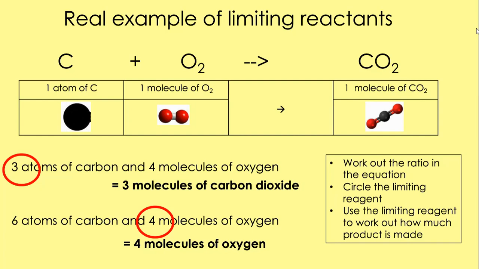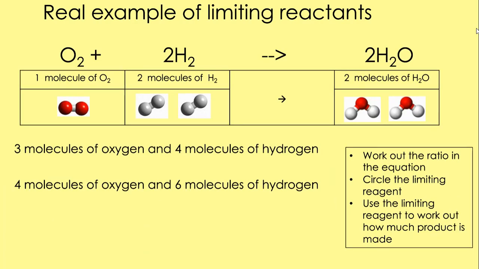We're going to look at a slightly more complicated one here. This is more analogous with our cheese sandwich, because if you look at that chemical equation, 1 oxygen molecule reacts with 2 hydrogen molecules to make 2 molecules of water. It's not quite the same as a cheese sandwich because we only made 1 cheese sandwich and now we're making 2 molecules of water. So first thing I'll do is work out the ratio in the equation. If you look in the box, 1 molecule of oxygen, 2 molecules of hydrogen to give 2 molecules of water.